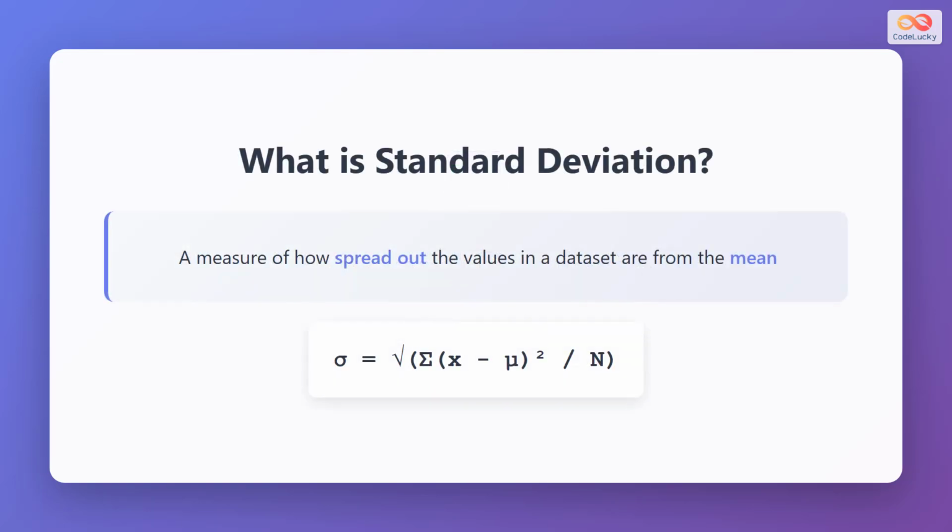Standard deviation is a measure of how spread out the values in a dataset are from the mean. In other words, it tells us how much individual data points typically differ from the average value.